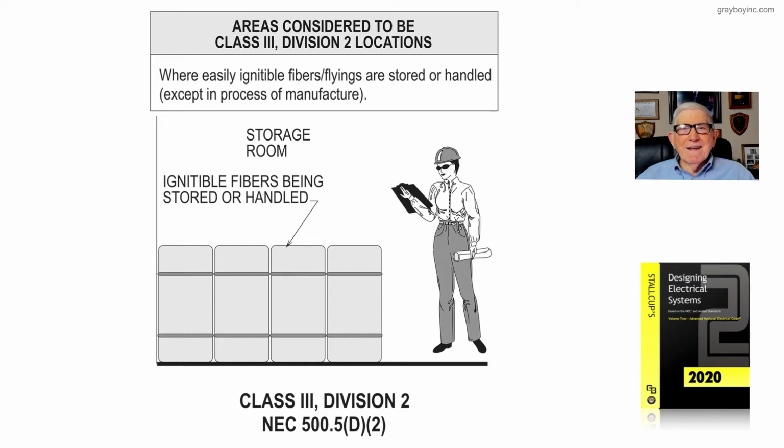3.3.7 and A 3.3.7. What I'm speaking to you about is really explained in detail there. So what we're talking about here, see, these ignitable fibers and flyings are being stored or handled, and they're contained. The only way they could get loose is if some kind of accident occurred that would free them.